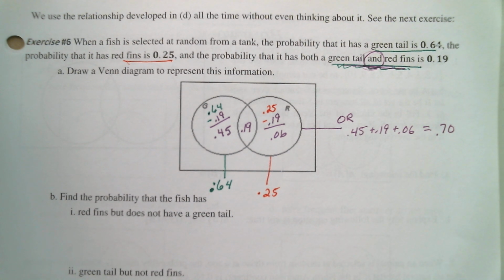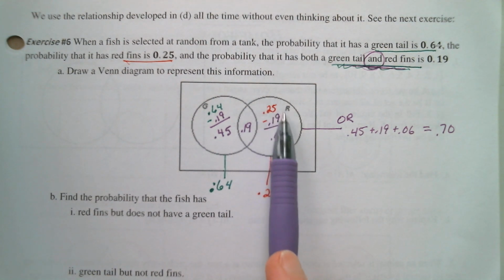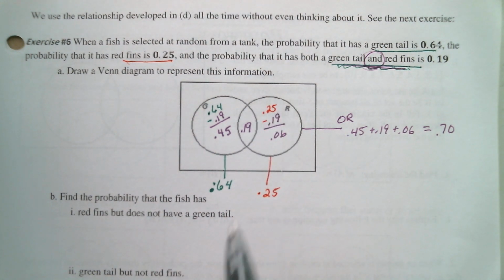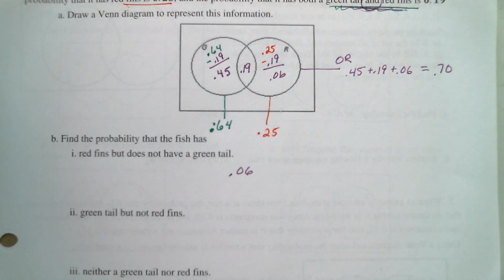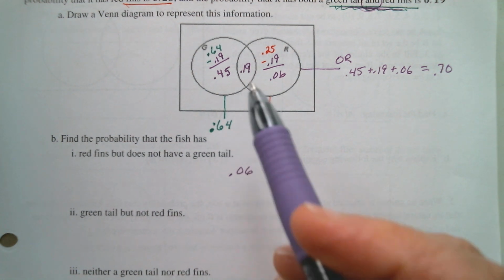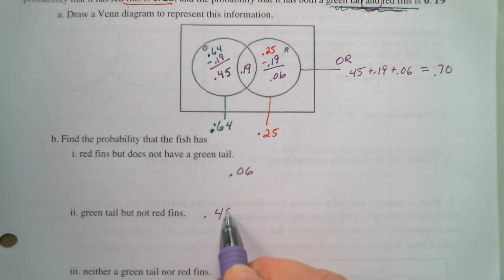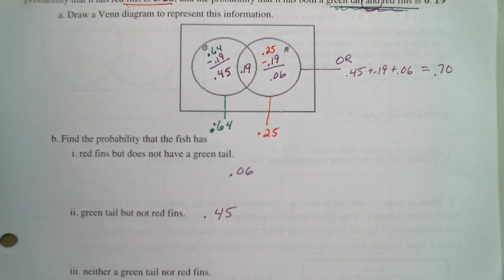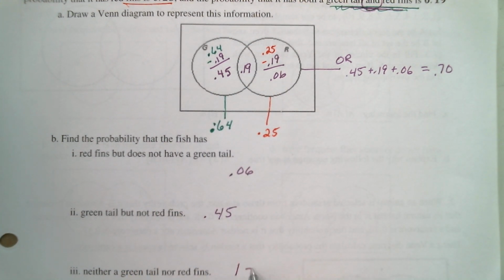Find the probability that the fish has red fins but does not have a green tail. Okay, red fins but not green tail. So it's these. These are just red fins only, 0.06. Green tail but not red fins. Green tail only is the 0.45. Neither a green tail nor red fins. That's outside. That is our 1 minus 0.70, which is 0.30.